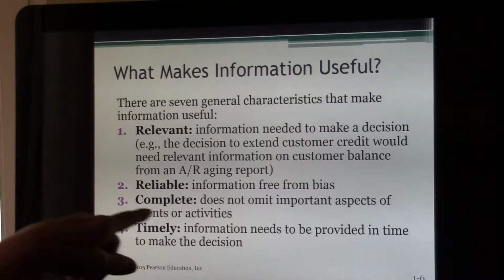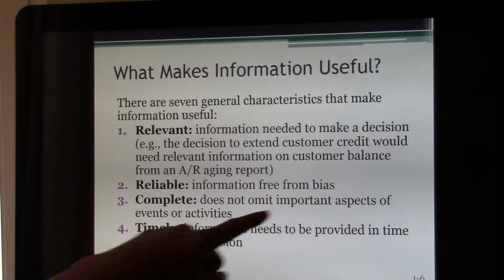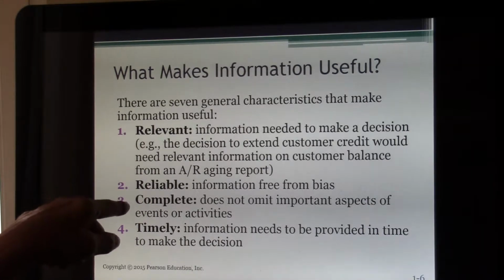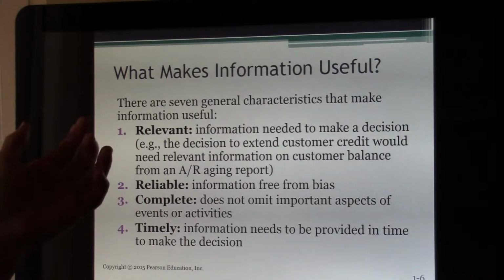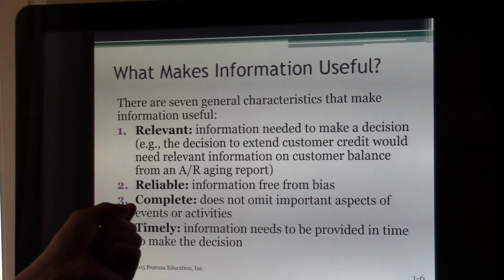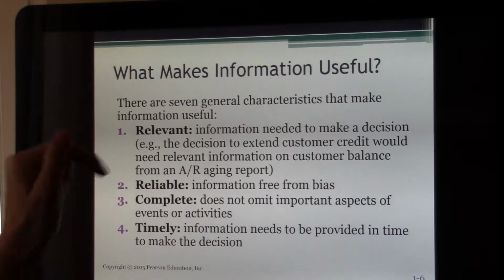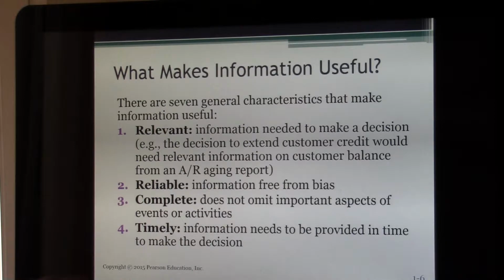For example, complete does not omit important aspects of events or activities. So if you're in my audit class, you know that completeness is also a management assertion on the financial statements. Why would they not be complete? Well, think about it. If you're the manager of the company and you want to make the company look better, you might leave off some expenses. So things would be incomplete. Somebody might actually on purpose omit something.